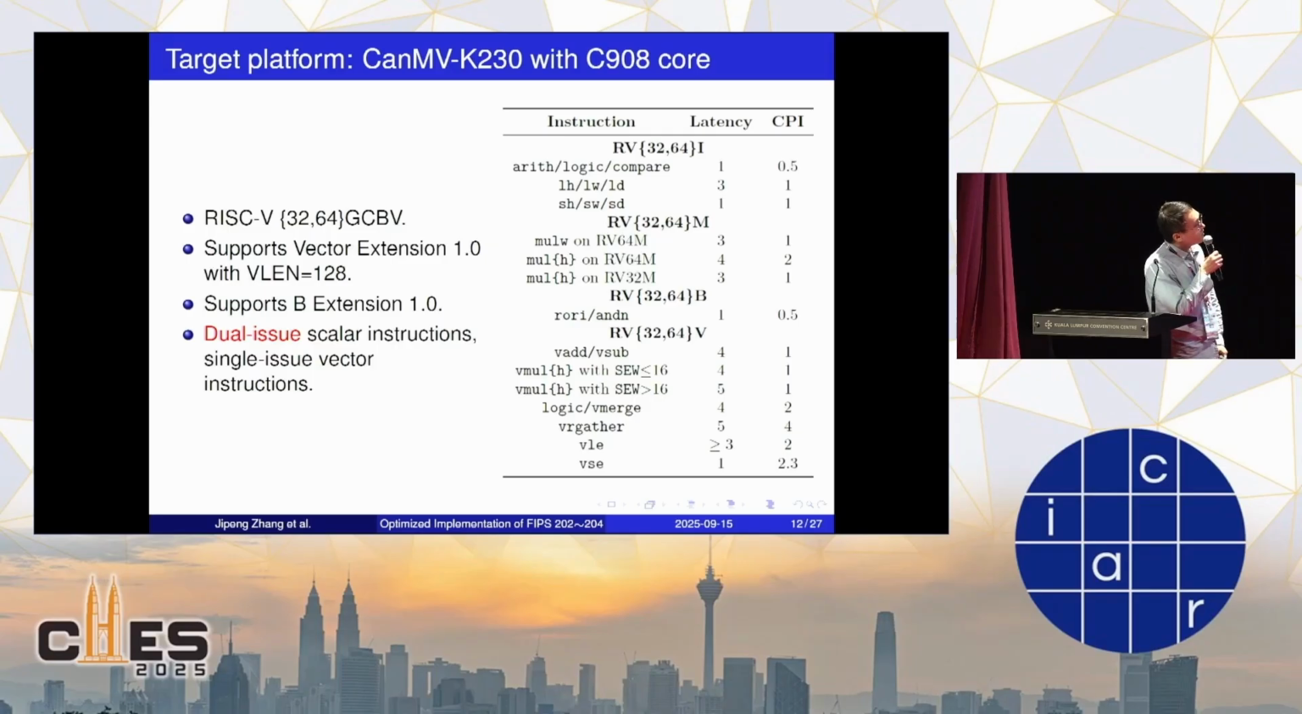We can see that for simple integer instructions, the latency is 1 and the CPI is 1/2. We can also see the two instructions provided by the B extension. It's similar. Latency is 1 and CPI is 1/2. This table will be helpful for optimizing Keccak and NTT on this core.